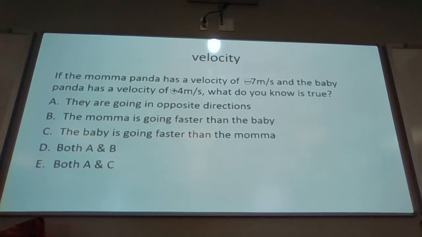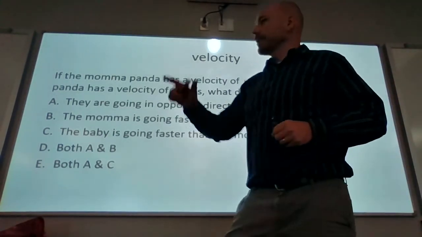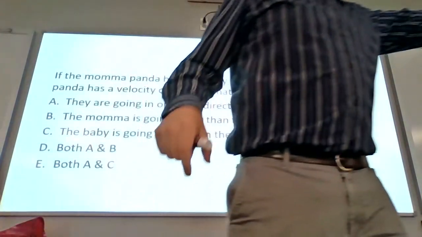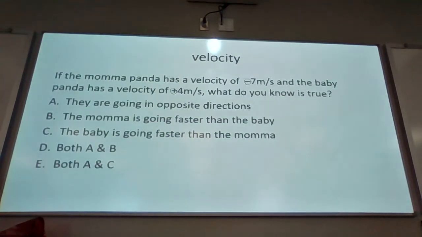The mama's going 7 meters every 1 second. The baby's going 4 meters every 1 second. So the mama's traveling faster than the baby is. They're just traveling in opposite directions. Yep. So this means mom's going this way, baby's going that way in the positive direction. Okay, great question. Good with that.